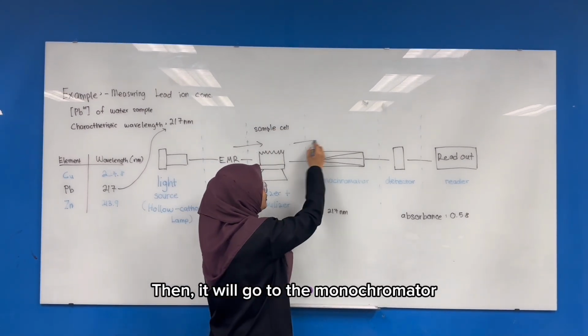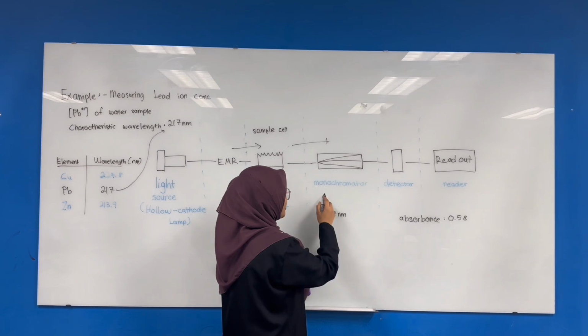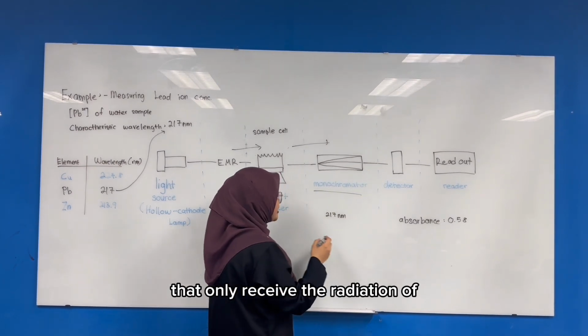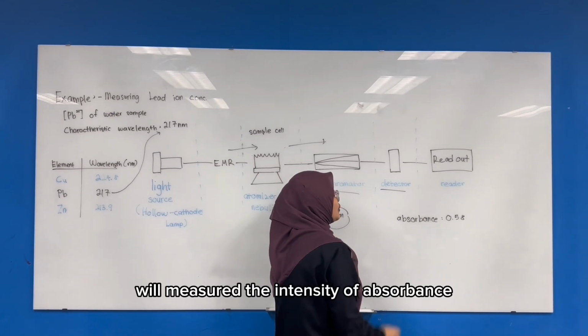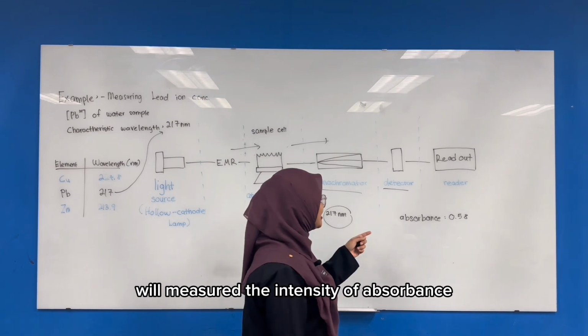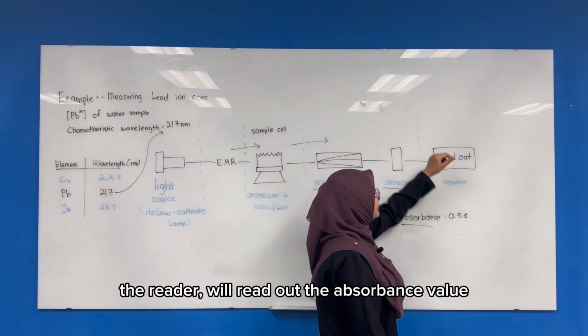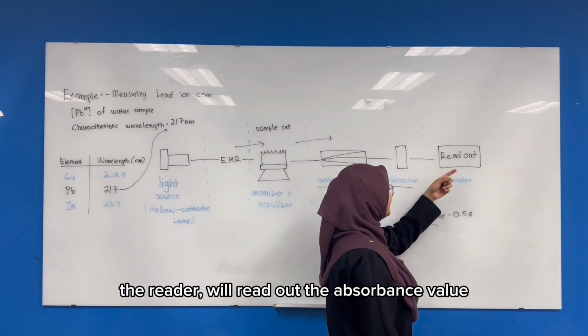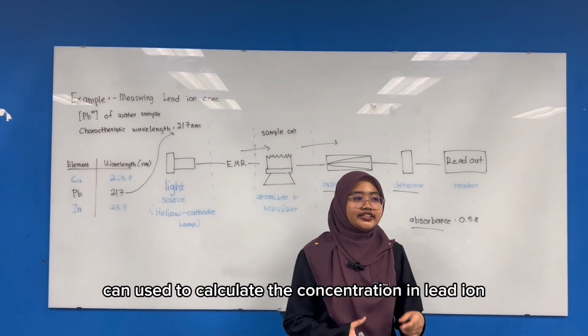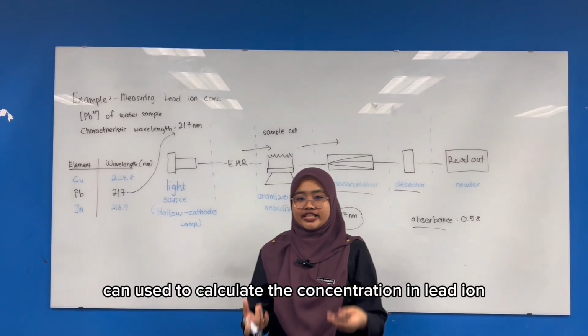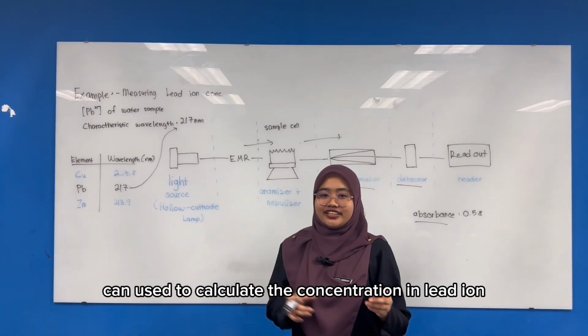Then it will go to the monochromator that only receives radiation of 217 nanometer, and the detector will measure the intensity of absorbance. The reader will read out the absorbance value. And now the absorbance value can be used to calculate the concentration of lead ion.